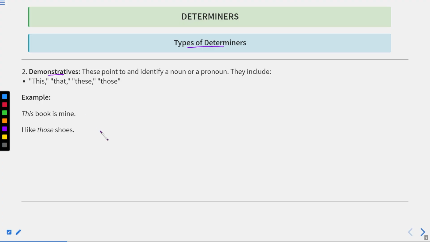So now we'll talk about demonstratives. Till now we have already discussed articles. These point to and identify a noun or pronoun. Point to means it indicates. So a demonstrative determiner indicates, points to, or identifies a noun or pronoun. They include this, that, these, those.